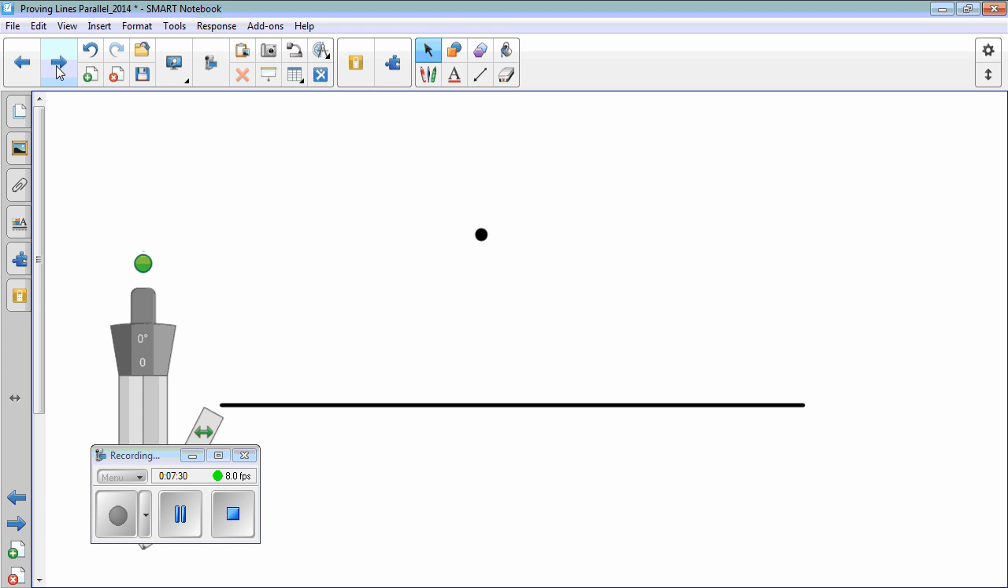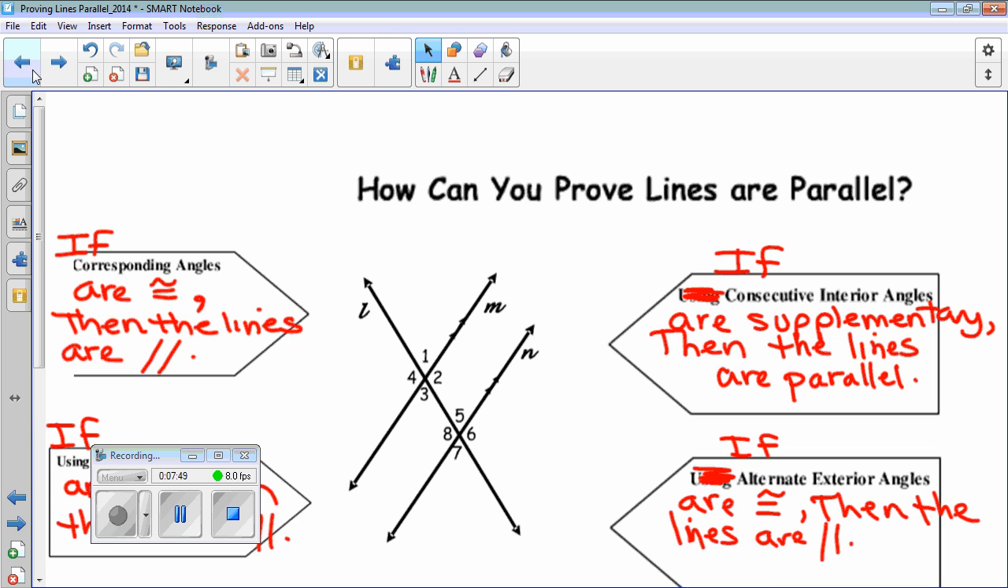But what's cool about this construction is it's actually using one of our theorems, okay? We are going to copy an angle, and we're going to create some corresponding angles, and we're going to make sure that they're congruent. So what do we know? If corresponding angles are congruent, then the lines have to be parallel, right? So we're actually going to use this corresponding angle converse theorem, create some corresponding angles, and make sure that they're congruent. So if they're congruent, then the lines have to be parallel.